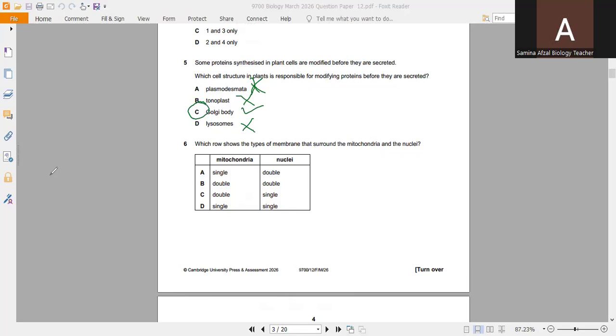Now question number 6. Which row shows the types of membrane that surrounds the mitochondria and the nuclei? Students, obviously the answer will be B, because the mitochondrion is a double membrane structure, with an outer and inner membrane. Nuclei also have a double membrane. Nuclei are enclosed in the nuclear envelope, which is also a double membrane. So B is the correct option and all other options are not correct.